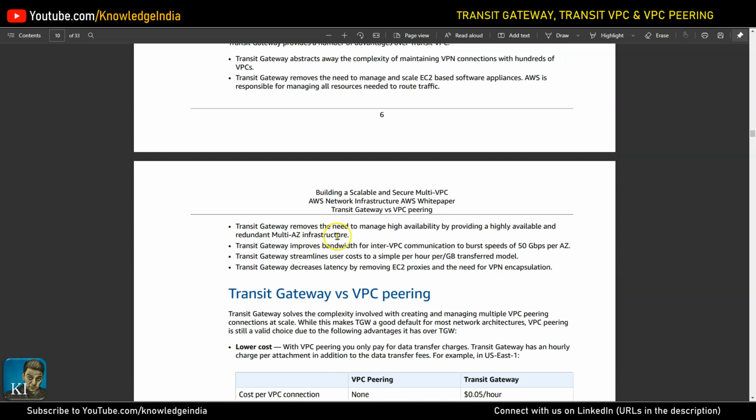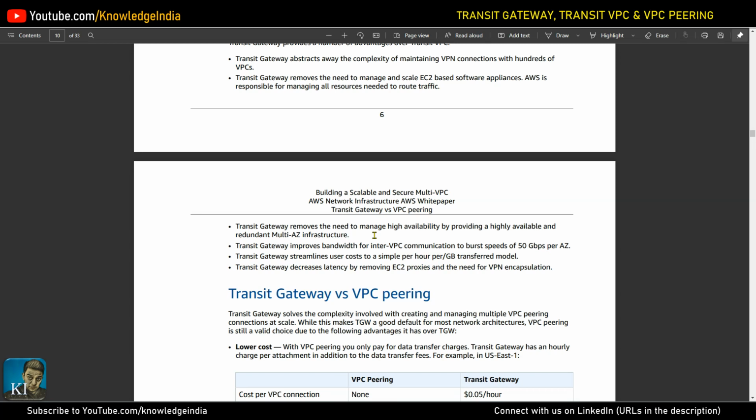Transit Gateway removes the need to manage high availability by providing a highly available and redundant multi-AZ infrastructure. So Transit Gateway is, again, as I said, a managed service, so you don't have to really worry about its scalability, its high availability. All of those things are off your plate. You don't have to do it. Transit Gateway improves bandwidth for inter-VPC communication to burst speeds of 50 Gbps per AZ. So it can support a good bandwidth, right?